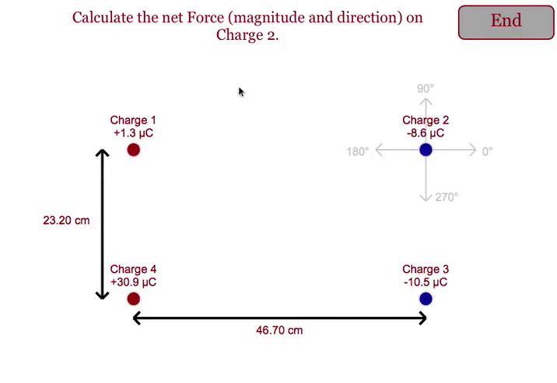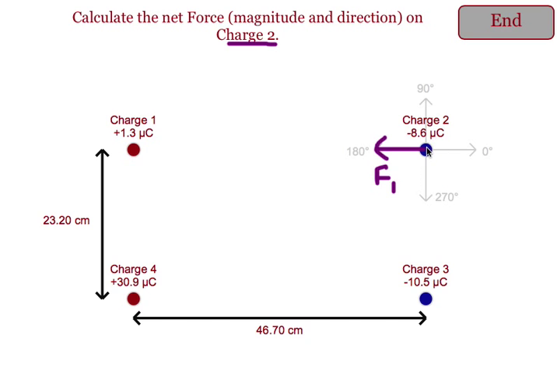In this problem, we're trying to find the net force on one of the charges. In this case, it's charge 2. So we first look at charge 1 and charge 2 and see that they are opposites. 1 is a positive, 2 is a negative, so they will attract each other. So the force from charge 1 will be to the left.